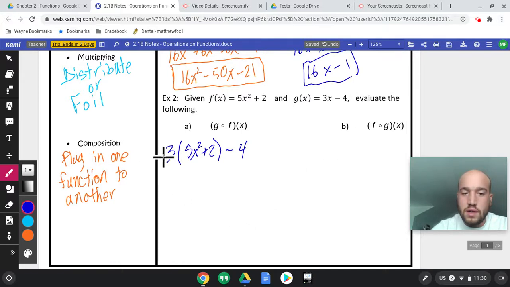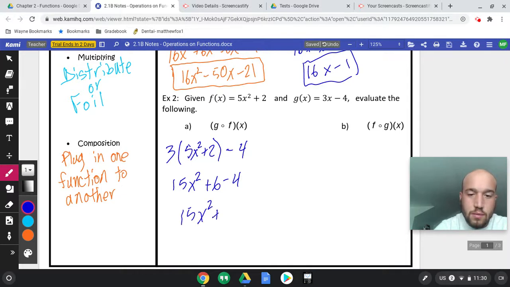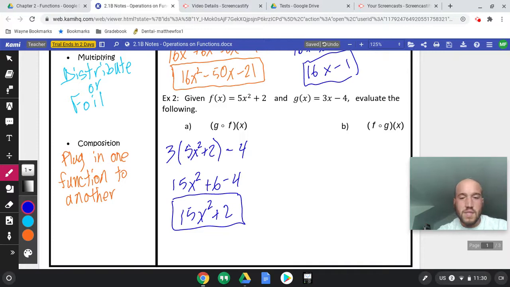So okay, now distribute this 3 in. We're left with 15x squared plus 6 minus 4. We're almost done. Just combine our like terms. 15x squared plus 2 is what we'll get. 6 minus 4 gives us 2. And we are done.